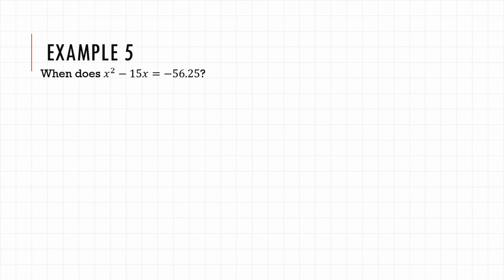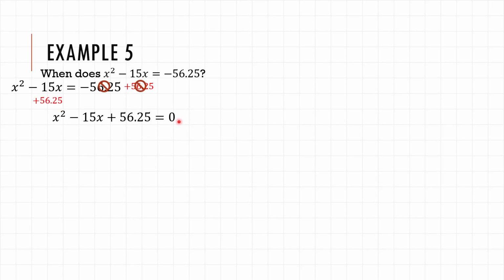When does x squared minus 15x equal negative 56.25? I'll invite you to pause the video here and see if you can solve this all by yourself. Well, here is my equation. I'm just going to make sure that one side equals 0, so I'm going to add 56.25 to both sides.